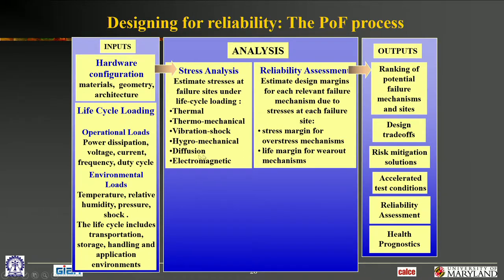So it's two steps. First step is stress analysis. But just the stress alone doesn't tell you anything. It doesn't tell you when the part is going to fail. So you then have to input those stresses in your reliability models, the physics of failure models, and that tells you how much life margin you have.